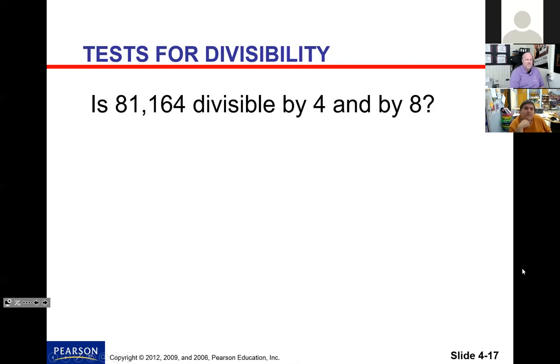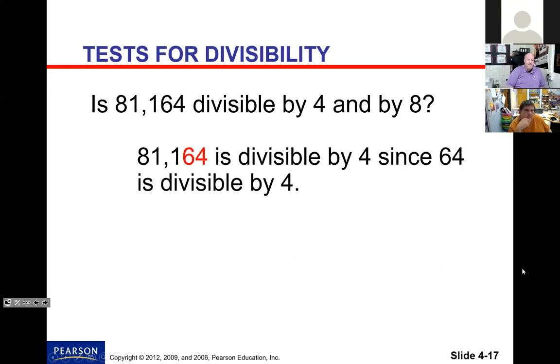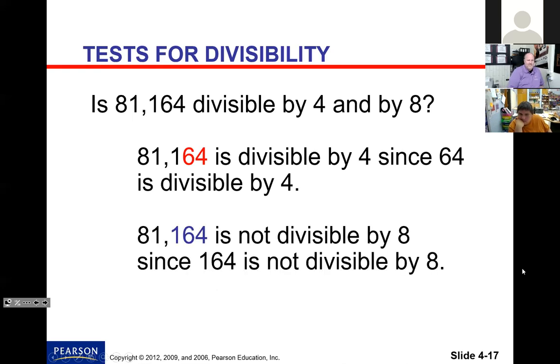So here's the question. Is 81,164 divisible by 4 and by 8? Okay, so what was the test for 4? Last two digits. Is 64 divisible by 4? Yeah. So we know right away, 64 is divisible by 4, so then that whole number is divisible by 4. What about by 8? 164, is 164 divisible by 8? Well, no, 8 goes into 16 twice, but then doesn't go into 4. So you know right away it's not divisible by 8. Now, would it have just been as easy to grab a calculator and do that? Yeah.